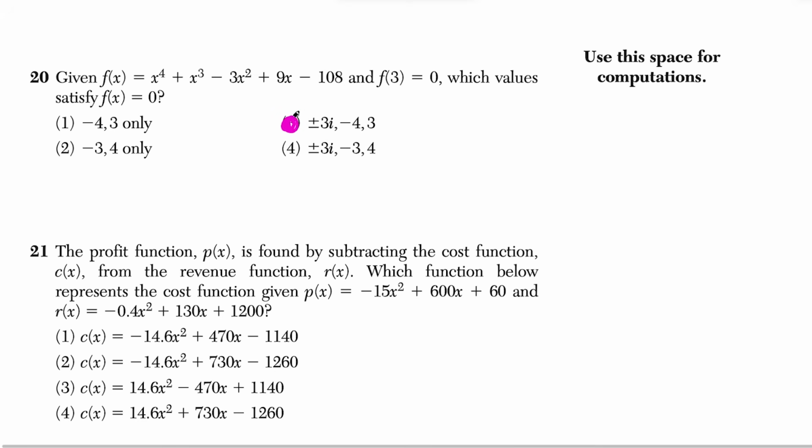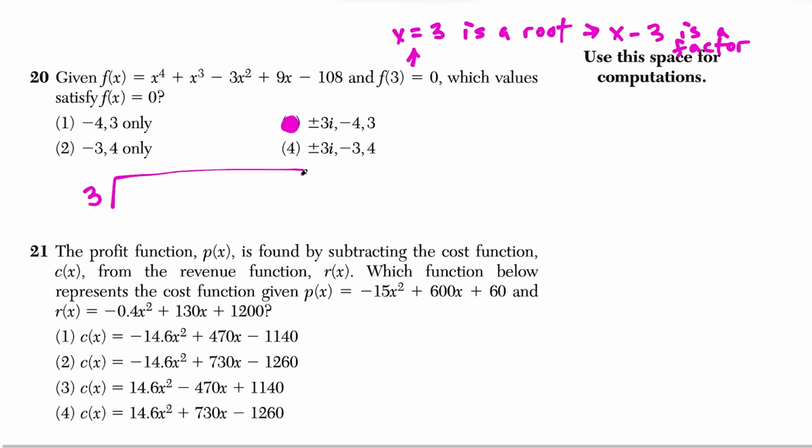But now let's say we want to do this by hand. So if we're told here that f of 3 equals 0, this tells us that x equals 3 is a root. And if x equals 3 is a root, this tells us that x minus 3 is a factor. So I'll do the division over here. We have a root of x equals 3 from the factor x minus 3. And now for this, what I'm going to do is write on the inside here the coefficients. So I have 1x to the fourth, 1x to the third, minus 3x squared, and then I have 9x, I put a 9 here, and then minus 108.